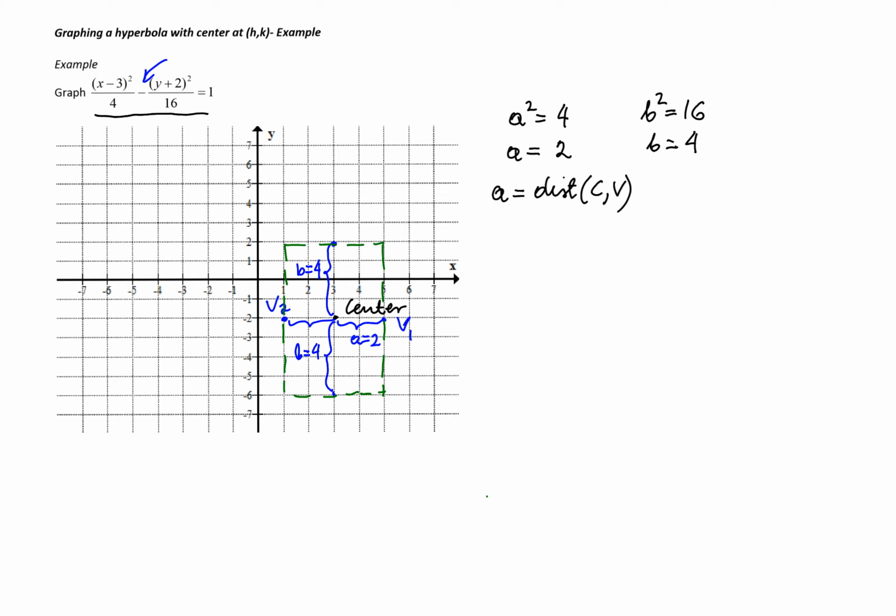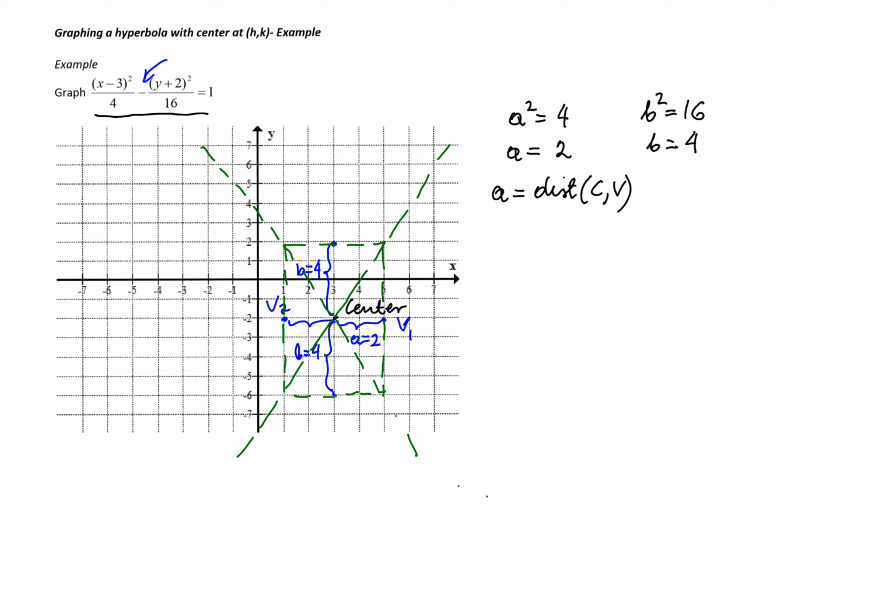And the diagonals of this rectangle are going to be the asymptotes. So we draw those lines that contain the diagonals. And once we have those lines, we are ready to graph the hyperbola.